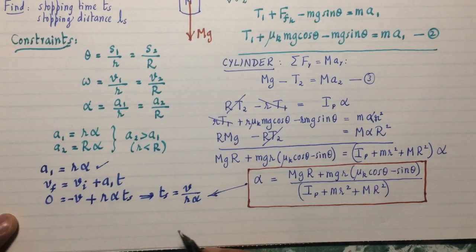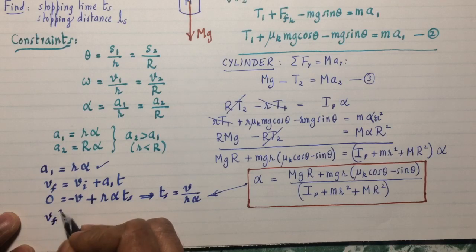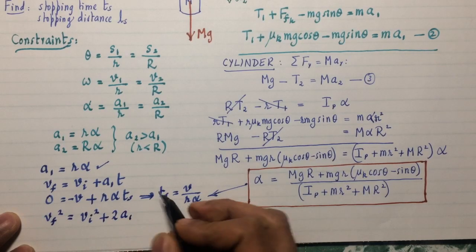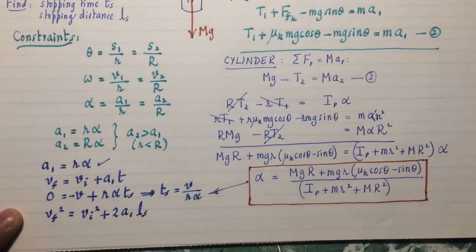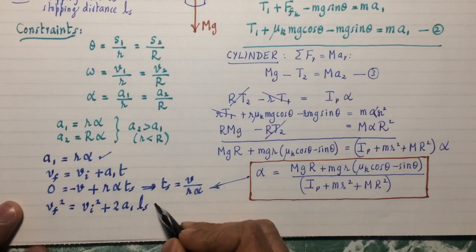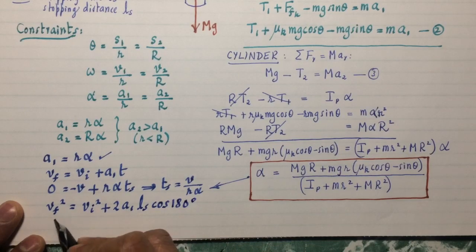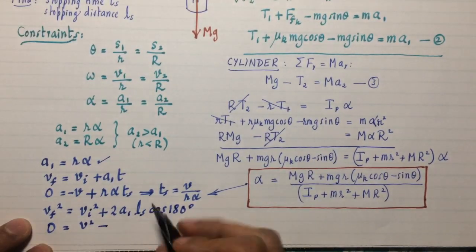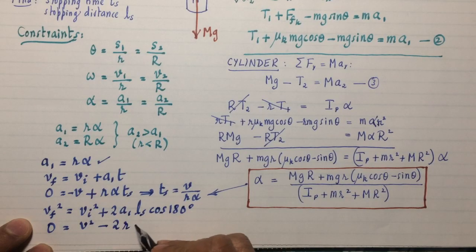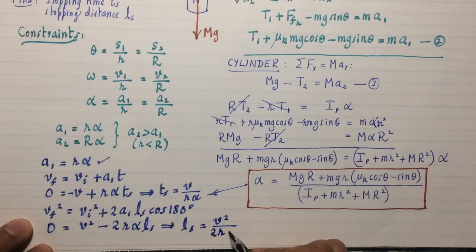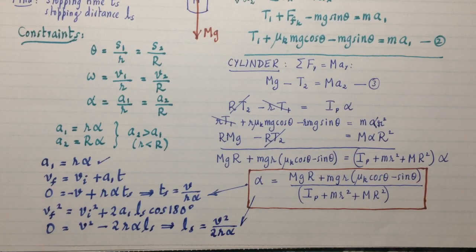And the stopping distance ls can be found in the same manner: the final speed squared equals initial speed squared plus 2 times the acceleration times the displacement, ls. And here you do have to be mindful of the fact that it's actually 2 times the acceleration times the displacement times the cosine of the angle between the two, which is cosine of 180 degrees here. So that's going to give me 0 equals v squared minus 2 a1, which is r alpha, times ls. So I can get the stopping distance ls, which is v squared over 2 r alpha, and alpha is again given by this expression. I won't write the full answers down, it's just a lot of writing, but that's basically how you do this problem.